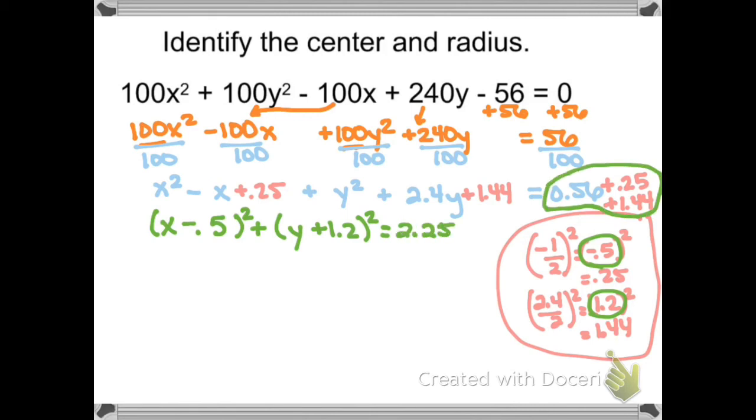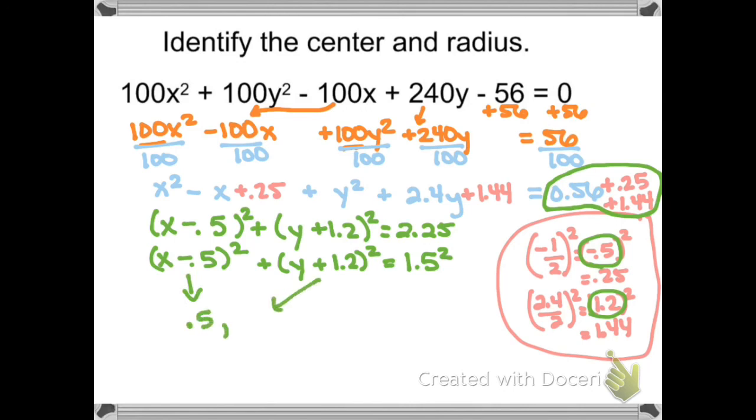And if we want to write it with the radius squared, the square root of 2.25 is 1.5, so I'll write that as 1.5 squared. And again, changing the sign, this will be +0.5, -1.2 for the center, and then a radius of 1.5.